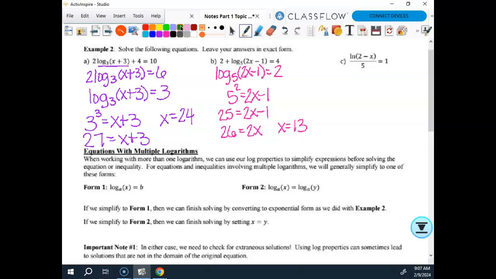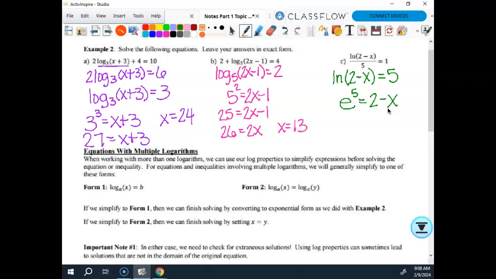All right, let's look at C. What should I do first here? Multiply by 5. So this will give me the natural log of 2 minus x equals 5. So now do I freak out because it's a natural log? No, that's never a step. I need to rewrite it as an exponential. What's the base of my exponent? E. E to the 5th equals 2 minus x.